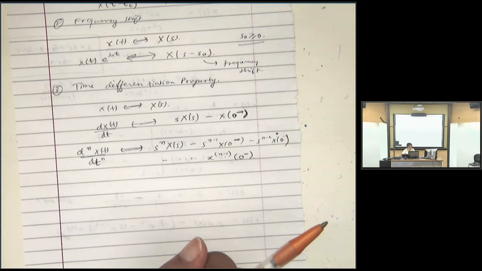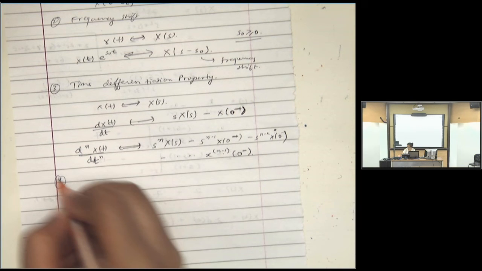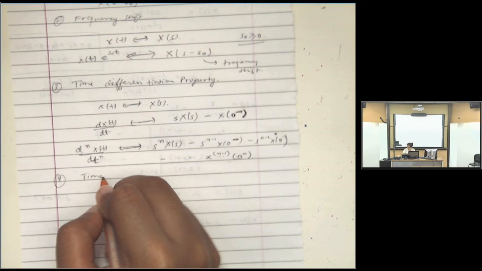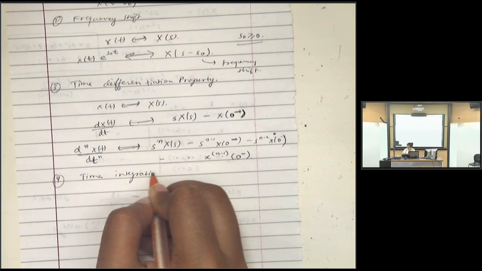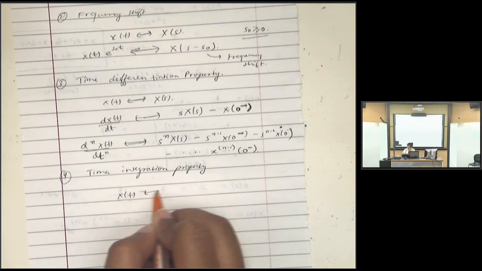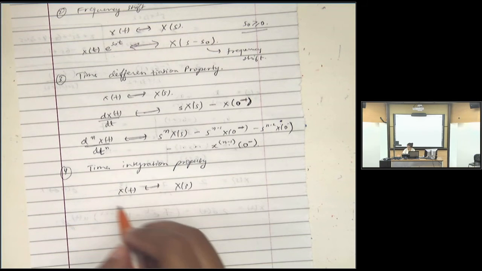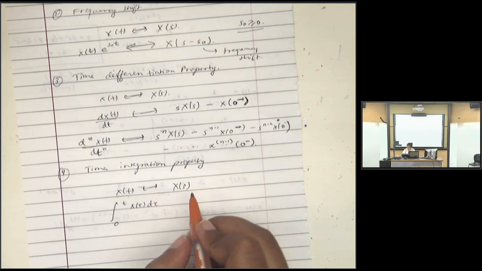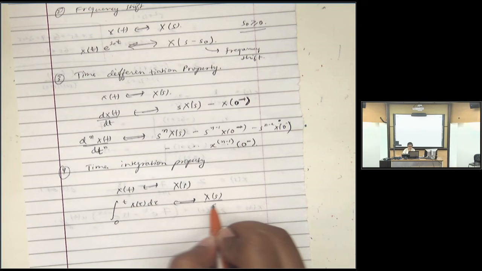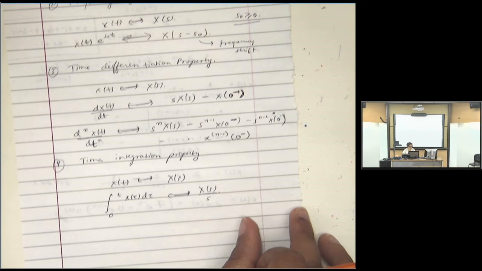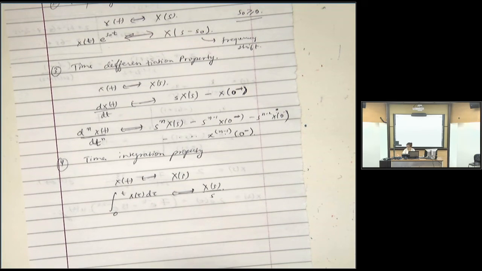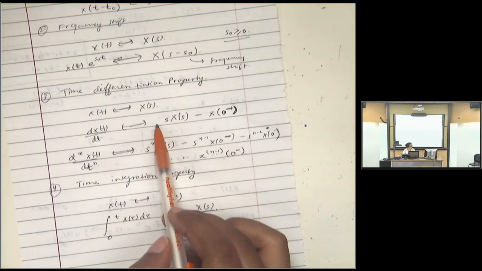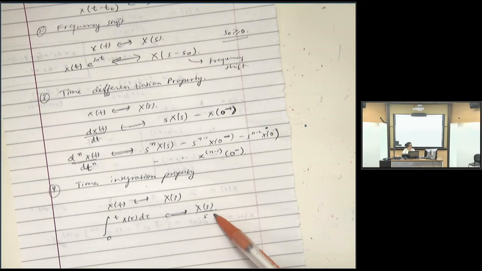Okay, and similarly you have an integration property. What if you take the Laplace of the integrated function? So if x(t) has Laplace transform X(s), then its integral from 0 to t of x(tau) d tau has a Laplace transform of X(s) over s. Okay, so when you're taking a differentiation, X(s) gets multiplied with s. When you take integration, it gets divided by s.